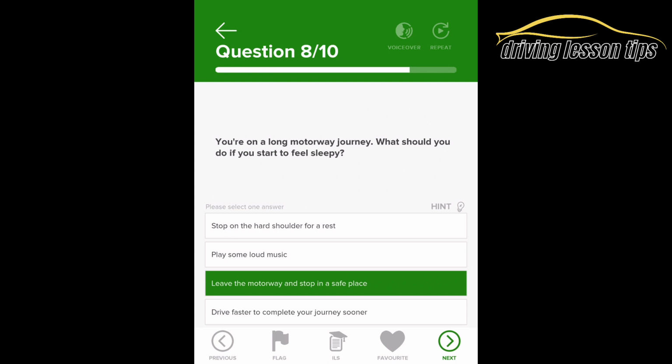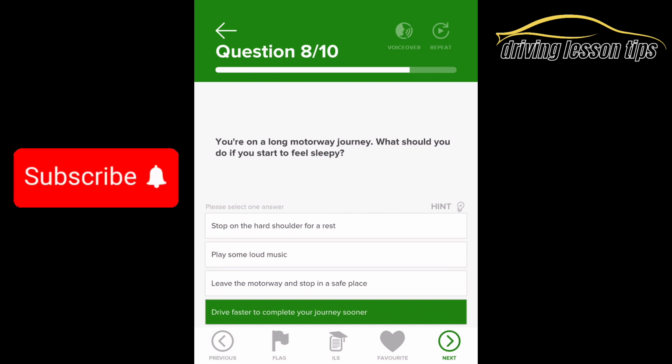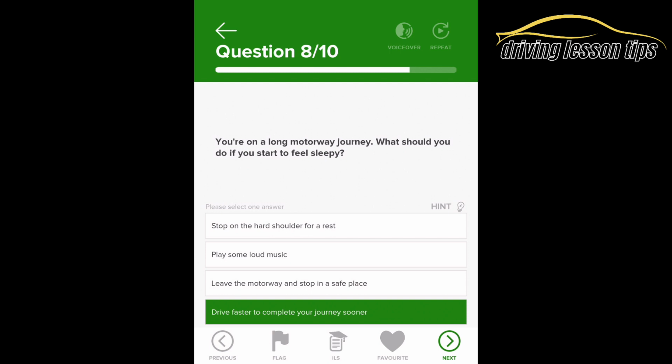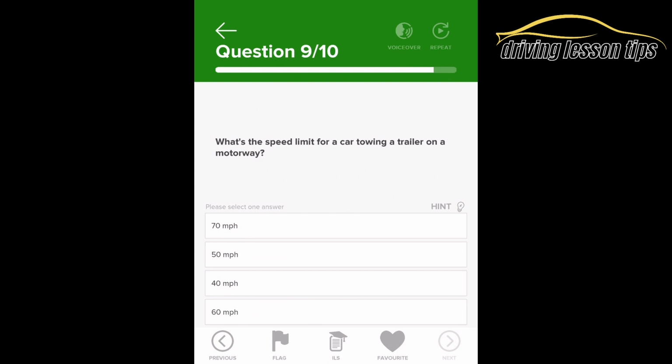Leave the motorway and stop in a safe place. Well, that so far sounds actually pretty good. So you're going to leave the motorway, maybe stop at a service station. That's probably the best option. Wait till you get to a service station, park up, get a drink, rest up, maybe have a power nap. Option D is drive faster to complete your journey sooner. That's not a good option either, because remember, you are starting to feel sleepy, you're tired, your concentration level is going to be low, so driving faster could be pretty dangerous. So here, C would be the best and the safest option. Leave the motorway and stop in a safe place.